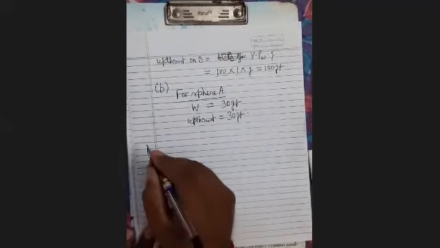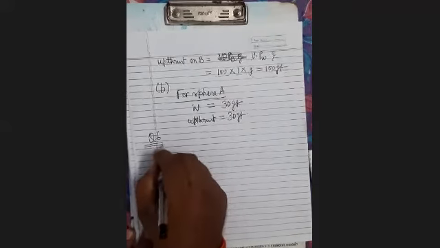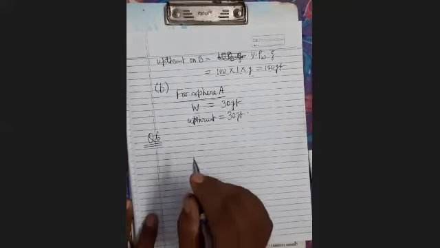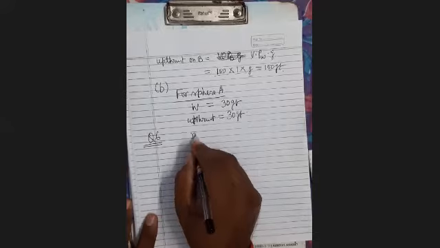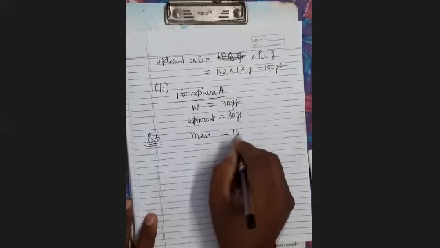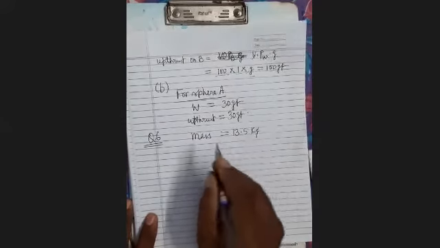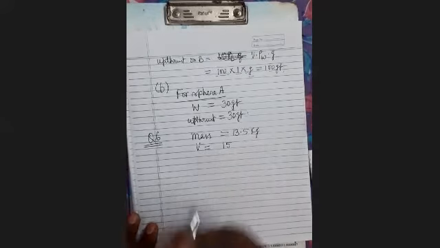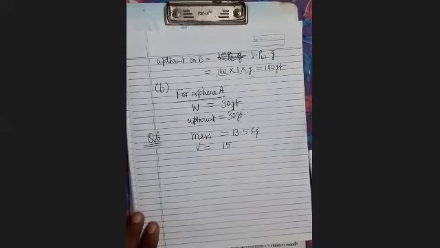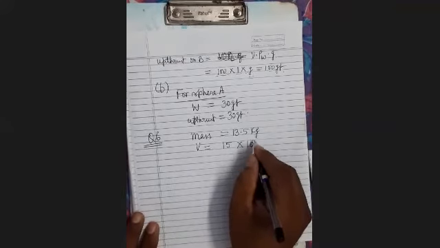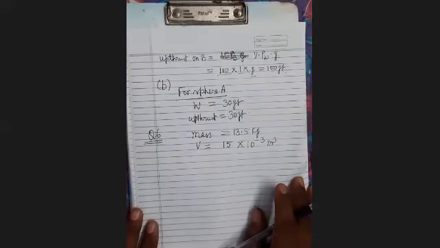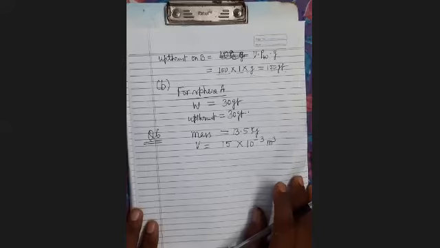Now, see here, question number 6. You see the question number 6. The mass of a block made of certain material is 13.5 kg. Means what is mass? It will be 13.5 kg. And its volume is given 15. It is 15 perhaps, 15 or 1.5. That is 15. It is 15 into 10 to the power minus 3 meter cube. Calculate the upthrust on the block if it is held fully immersed.